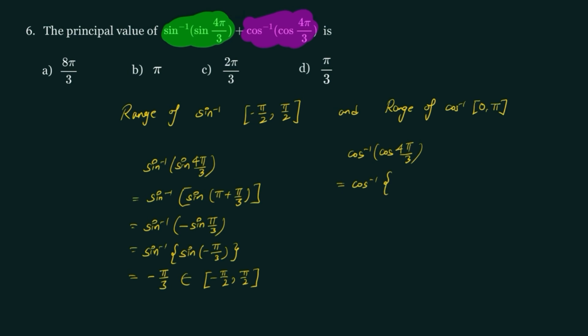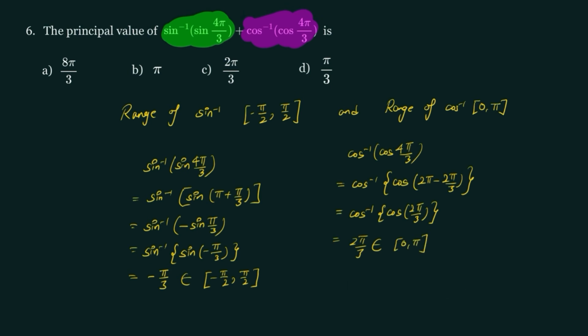So we can write cos 4π/3 as 2π minus 2π/3. If you simplify, you will get back to 4π/3. This will be equal to cos inverse of cos of 2π/3, which is 2π/3, because this lies in its principal value range.